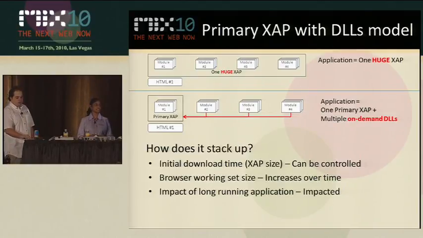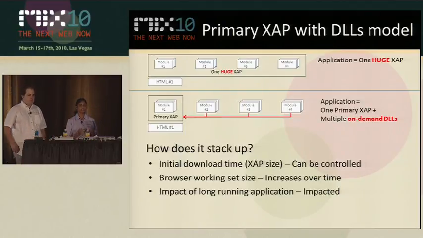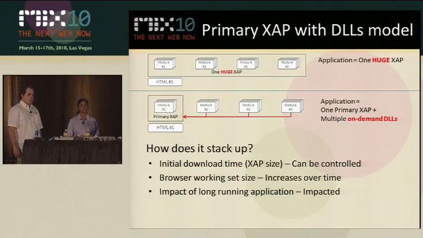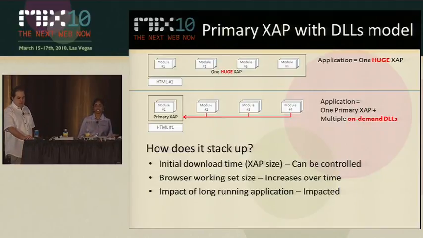Now, how does this model stack up? We had a good control over the Zap size. We were able to section out a small enough number to reduce the initial download time. However, because it's all DLLs and everything remains in memory, there's no app domain recycling in this model too. So basically, the browser working set size and the impact of the long-running application didn't go away. Likewise, since everything gets added to one of these DLLs, maintainability is an issue because the browser working set size and the long-running application impact is not mitigated.